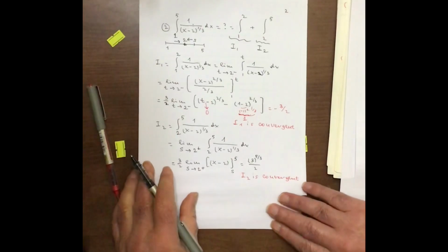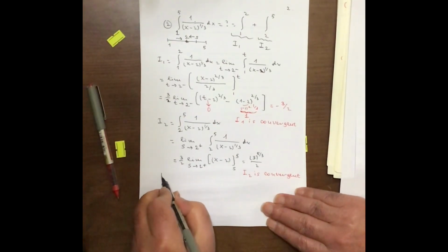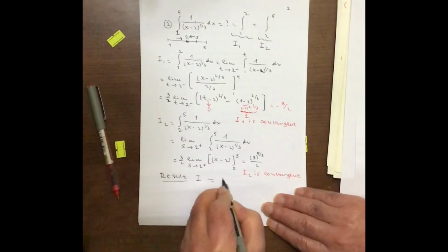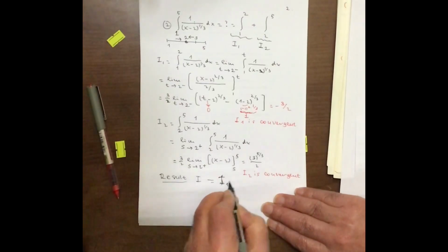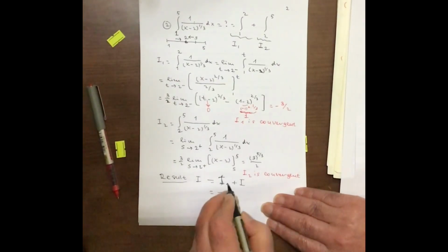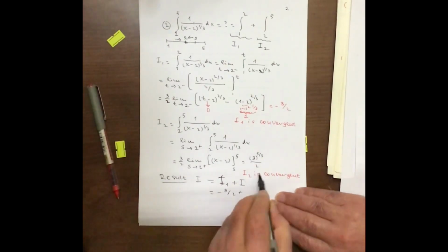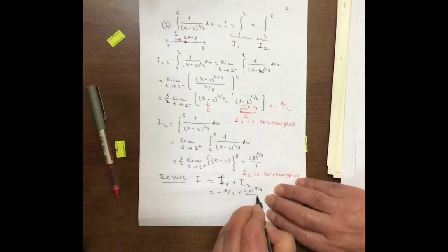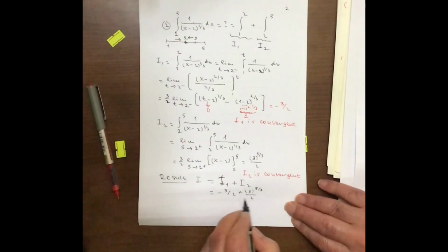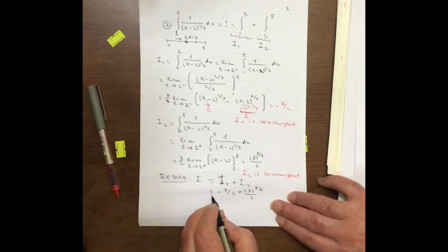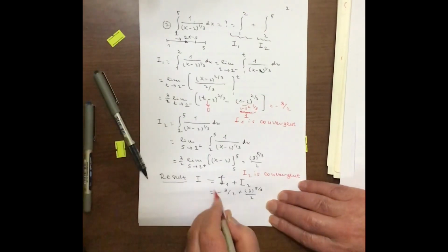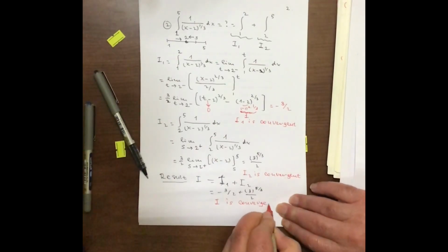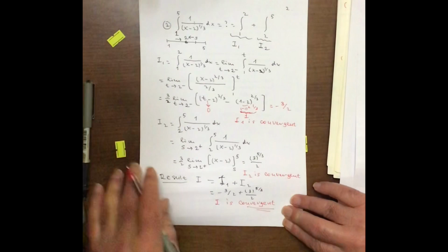If we summarize what we have done here, our given integral is I1 plus I2, and so this is minus 3 over 2 plus the second part, 3 to the 5 over 3, over 2. As you can see, this is again a real number, and we can say that our given integral I is convergent. Okay, our given integral is convergent.